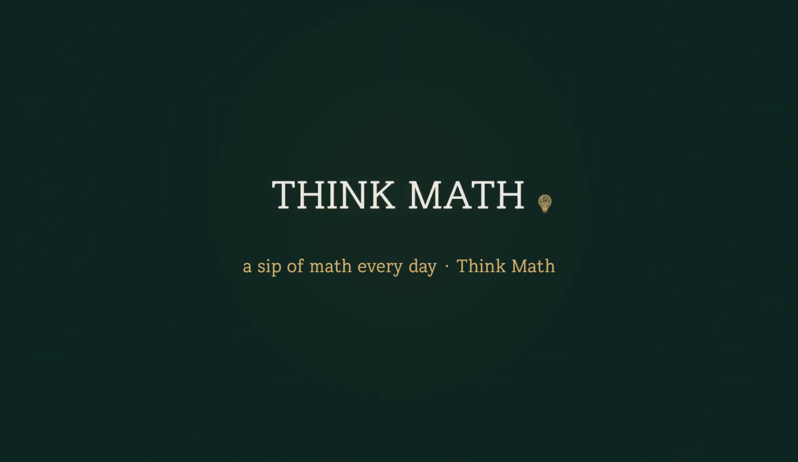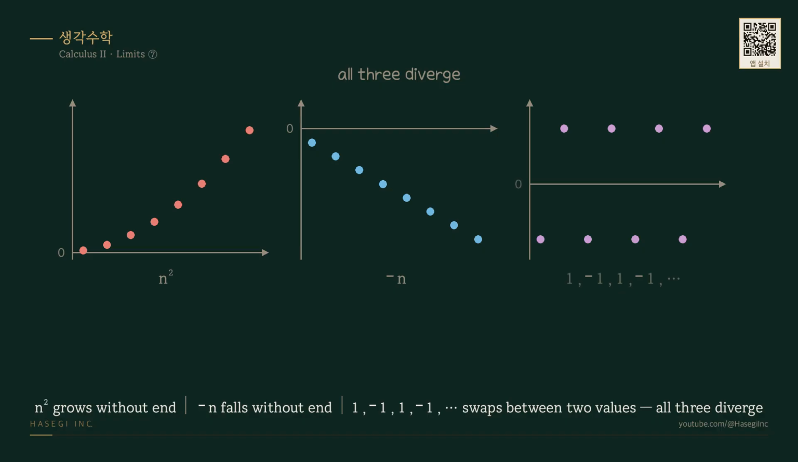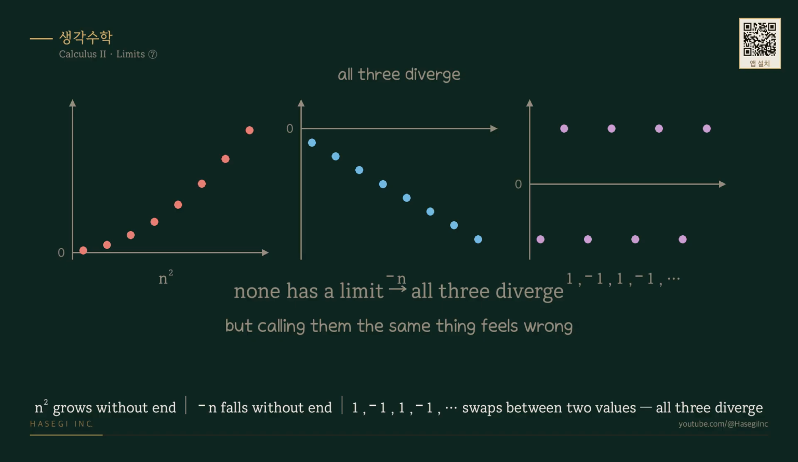Think math. Look at three lists. N squared grows without end, minus n falls without end, and 1, minus 1, 1, minus 1 swaps between two values. None of them has a limit, so all three diverge. But calling them the same thing feels wrong. Divergence itself comes in kinds.